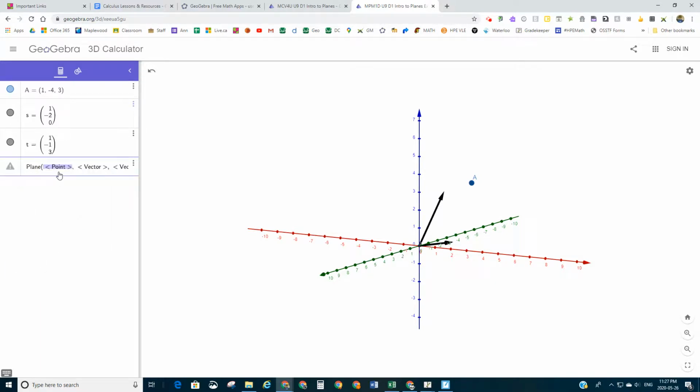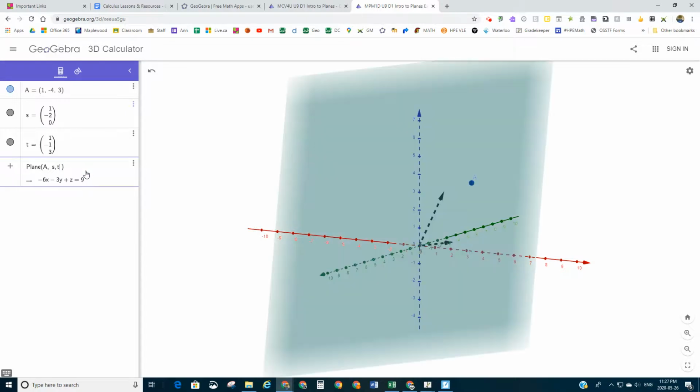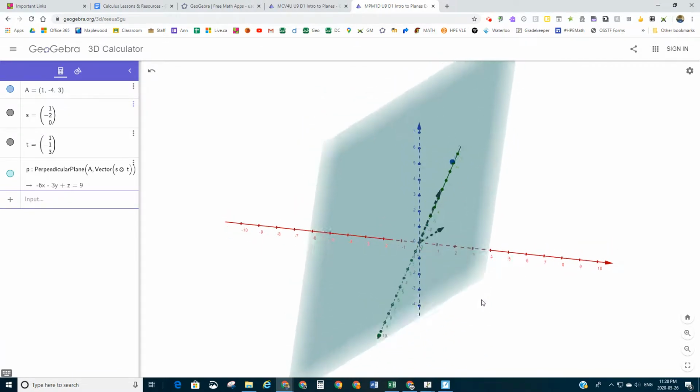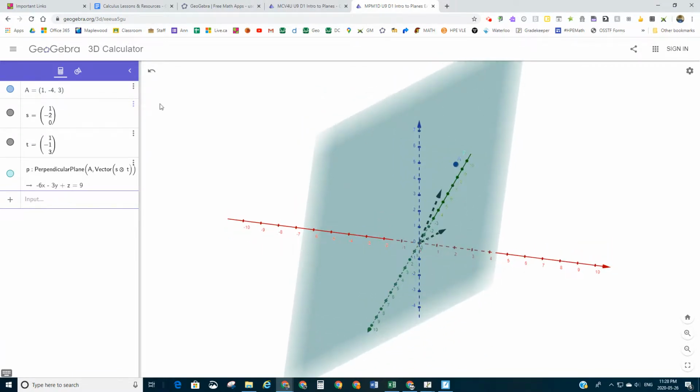So the point is A. The vector is vector S. I've just called it S, and comma, and get rid of all this other stuff. T, and boom, there it is. There's the equation of the plane that's described by those two direction vectors and the point. And if you look closely, there is the equation that we got as an answer.